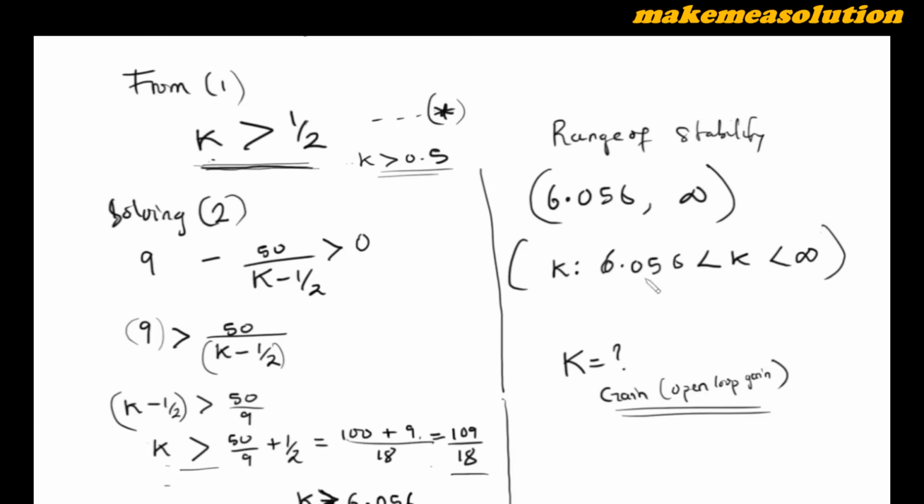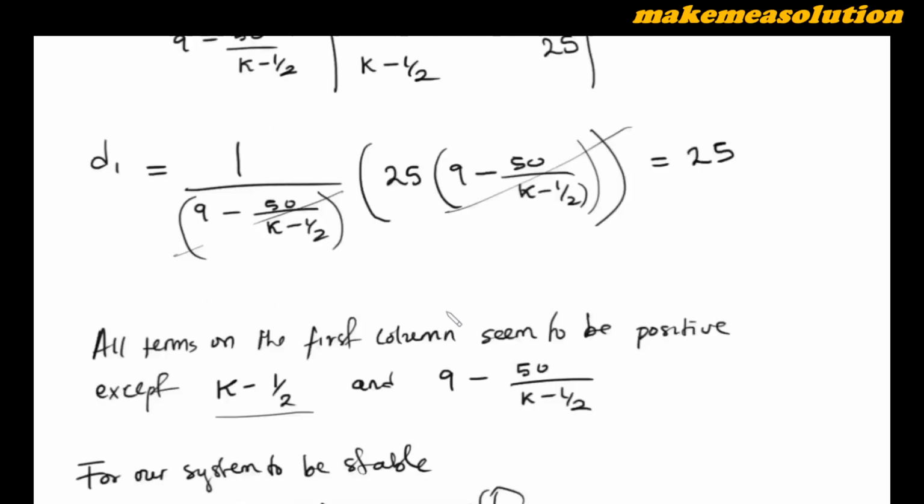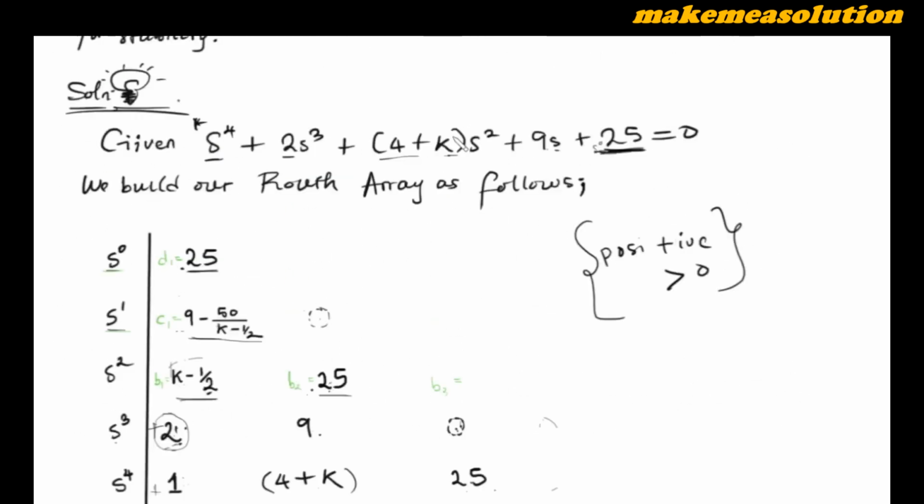So what happens when you pick any value outside of this range? You discover that your system will begin to have unstable roots, with positive real parts, when you solve your characteristic equation. By choosing a value of k outside of that range, your characteristic equation will have four roots, and one or more of those roots will have positive real parts, and that will drive your system into instability.